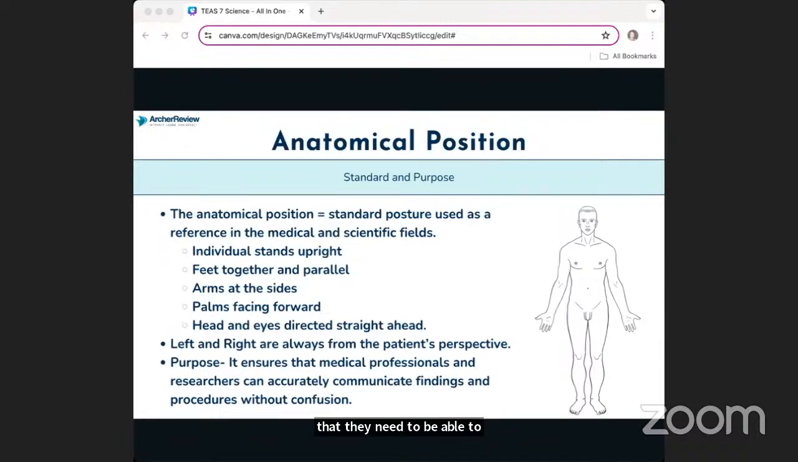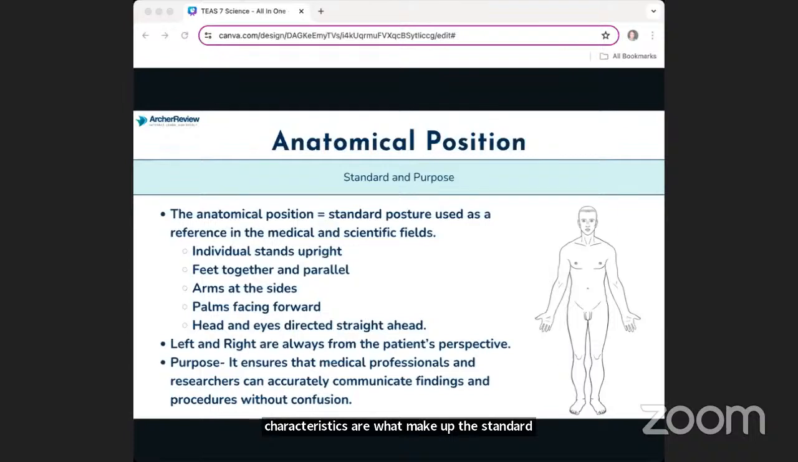With anatomical position, you have to understand the standard posture. So see the figure over here on the right. The standard posture is used as a reference in the medical and scientific fields. Notice how the individual is standing upright. Their feet are together and they are parallel. The arms are at their sides and those palms are facing forward. So your thumbs are pointing outwards. And the head and the eyes are directed straight ahead. All of these characteristics are what make up the standard anatomical position.